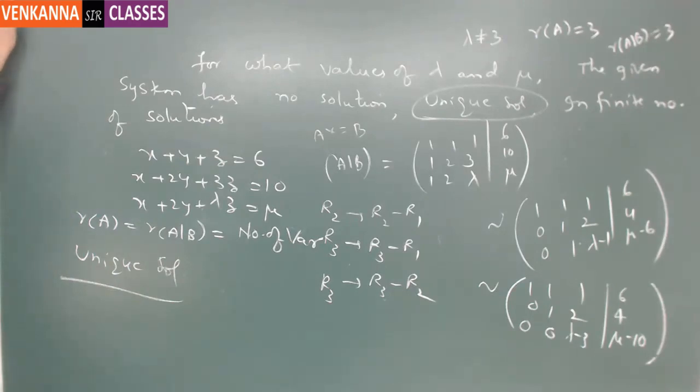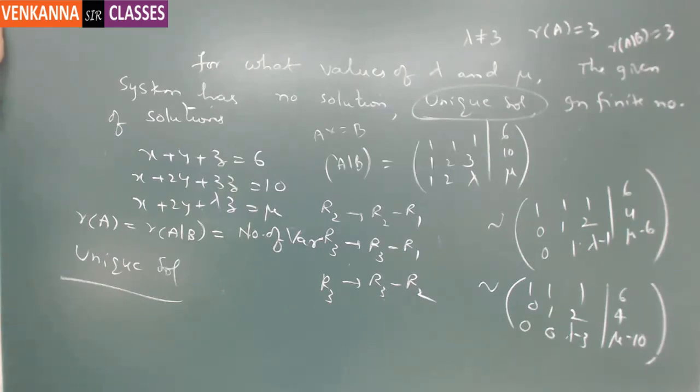And here we mentioned that if lambda is not equal to 3 and mu is any real number, then rank of A by B is equal to the number of variables, that is 3. So the given system is consistent and it has a unique solution.